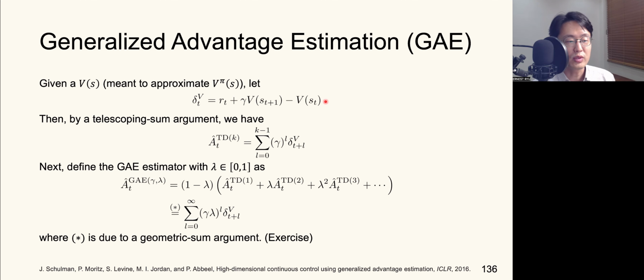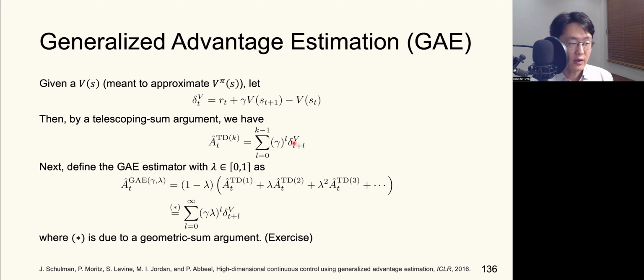Then, interestingly, we can express the TD-K estimator as a discounted sum of these deltas. This follows just from a telescoping sum argument. I won't write out this precise telescoping sum argument, but I encourage you to pull out a piece of paper and write out the argument, and you'll see pretty quickly that, indeed, the TD-K advantage estimate can be written in this way.